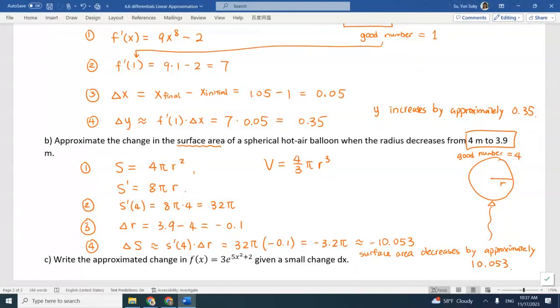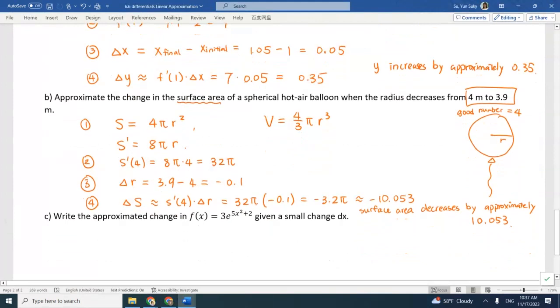Okay, let's see. Write the approximate change in f of x given a small change dx. In this case, we're not given a number for the change of x. So it's okay. It still computes the derivative. What is the derivative? Blaine, do you know the derivative? Yes, chain rule.